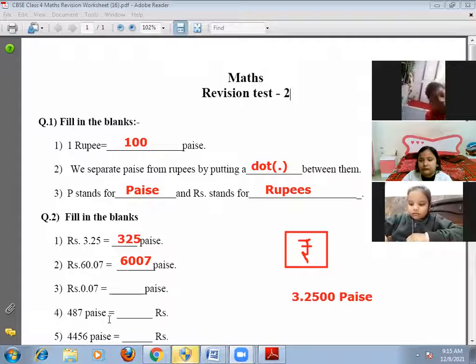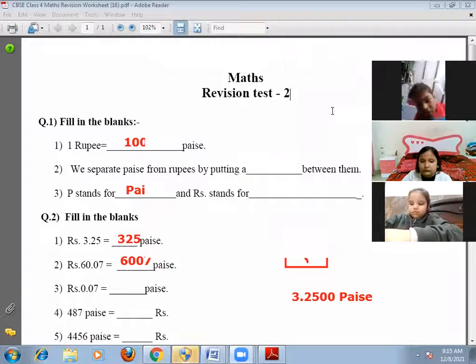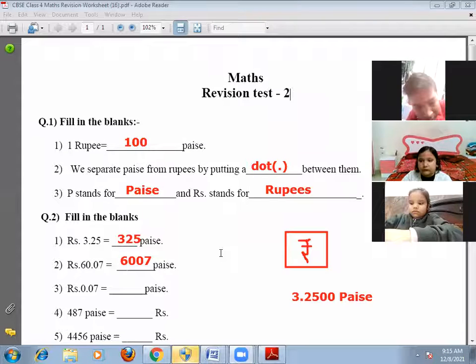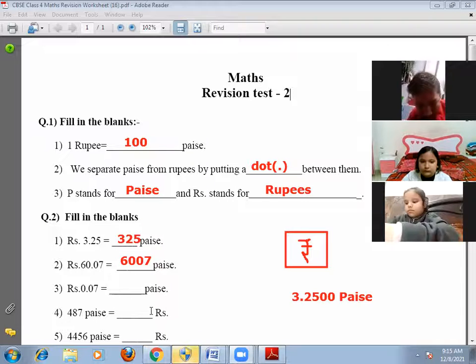Ma'am, rupees 007 paisa. Beta, when we are converting rupees into paisa, we are not going to use the rupee symbol over here. Is it clear? Because we are converting into paisa, so no need to write down the rupee symbol. We are just going to remove this symbol because we have converted it into paisa. Is it clear? Yes, ma'am.